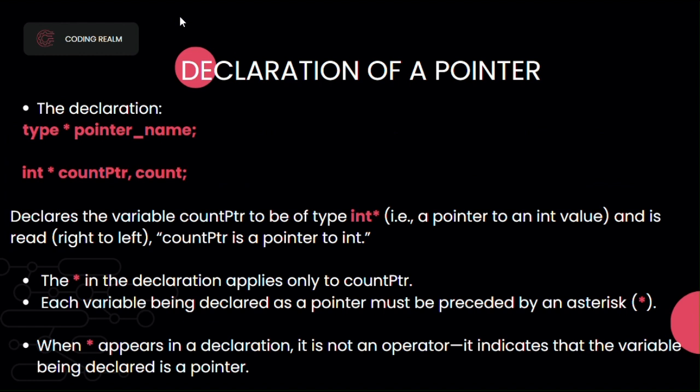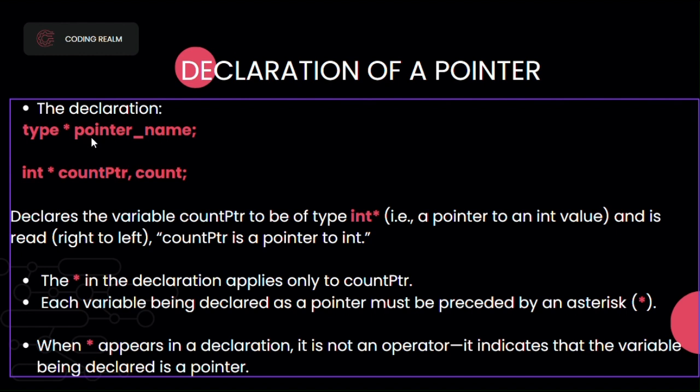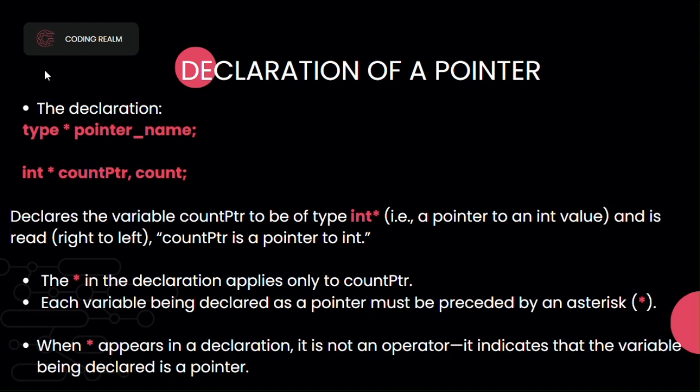Now, how to declare a pointer? The declaration is like this: type, star, pointer name, or int *countPtr, where countPtr is the name of the pointer. It declares the variable countPtr to be of type int *, meaning a pointer to an integer value, and is read right to left. countPtr is a pointer to integer. The star in the declaration applies only to countPtr.